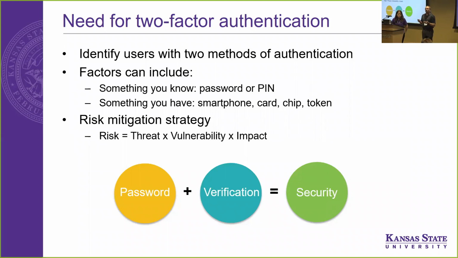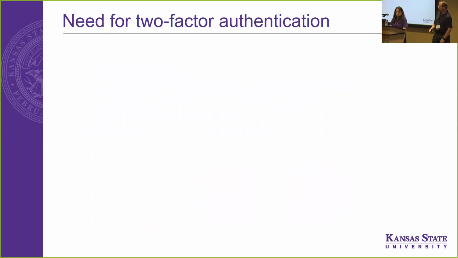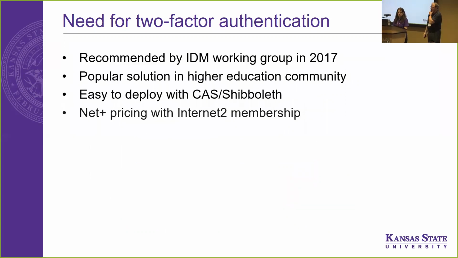At the end of the day, the whole reason for doing two-factor authentication, multi-factor authentication, is risk mitigation. We want to reduce the likelihood that something bad will occur if someone's account gets compromised. So the possibility of the threats, the vulnerability that we have to those threats, and the kind of damage, the impact, all come together to determine the risk that we have.